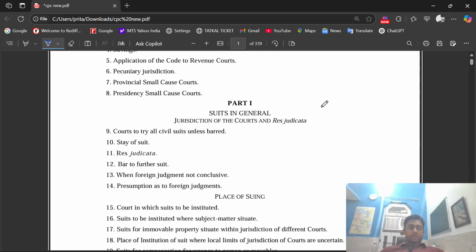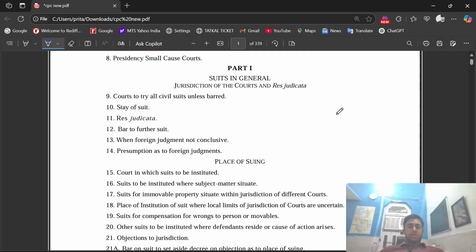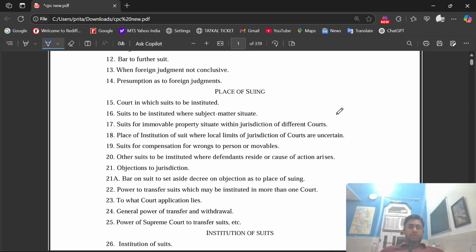Part 1, suits in general. Subheading is jurisdiction of court and res judicata. Section 9, courts to try all civil suits unless barred. Section 10, stay of suit. Section 11, res judicata. Section 12, bar to further suit. Section 13, when foreign judgment not conclusive. Section 13, I am going to repeat once again: when foreign judgment not conclusive.